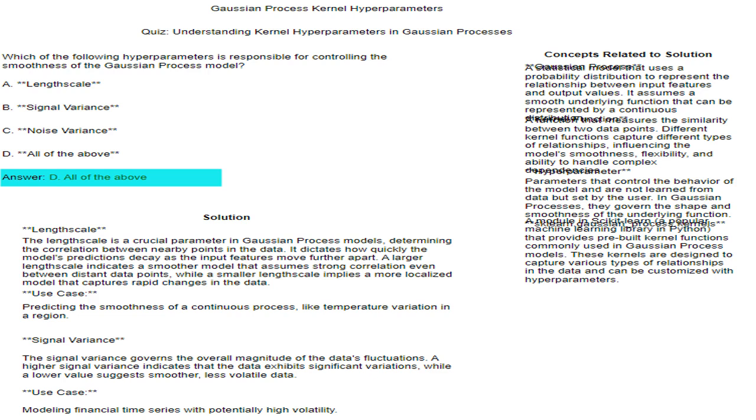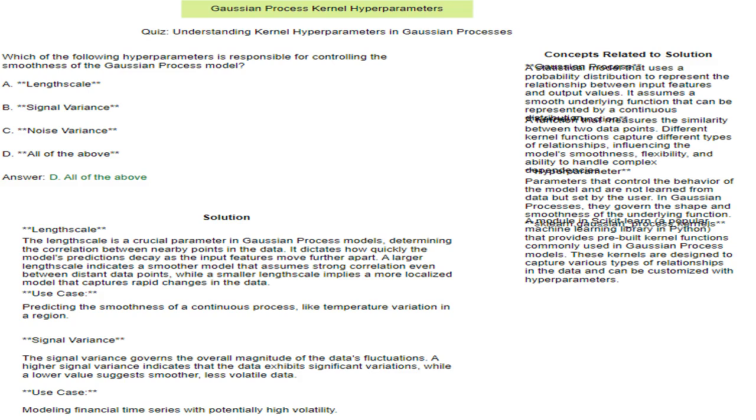process model. The length scale determines the correlation between nearby data points. Signal variance governs the data's magnitude, and noise variance accounts for random noise, all of which influence how the model captures the smoothness of the underlying function. True. D. All of the above.